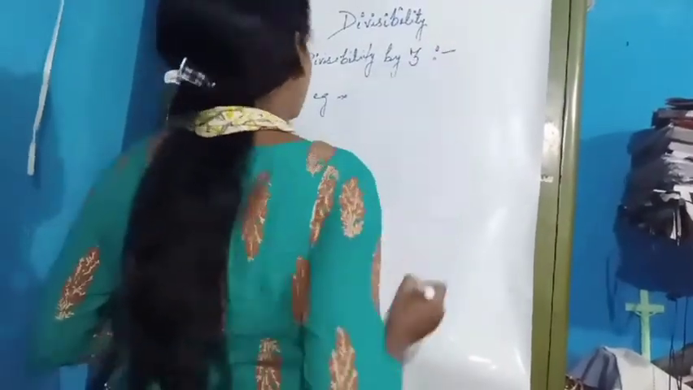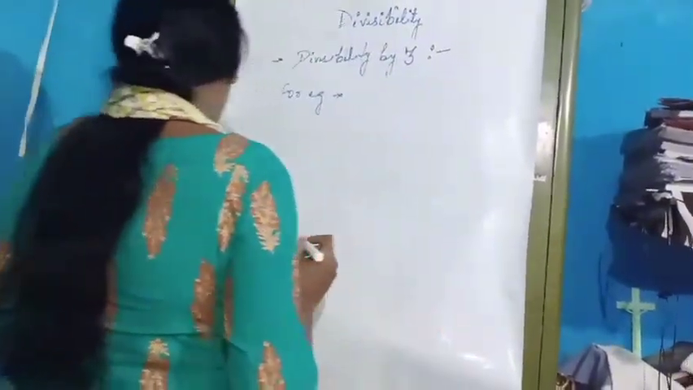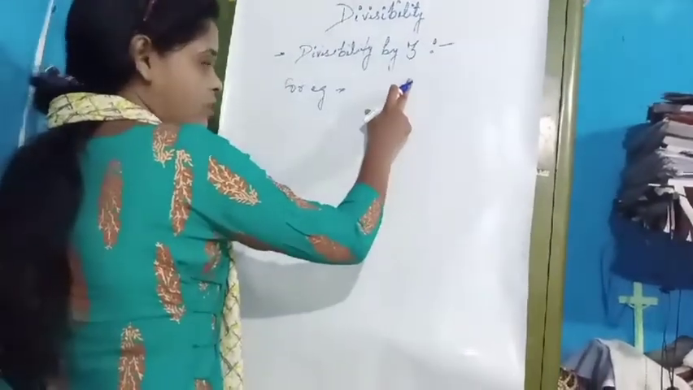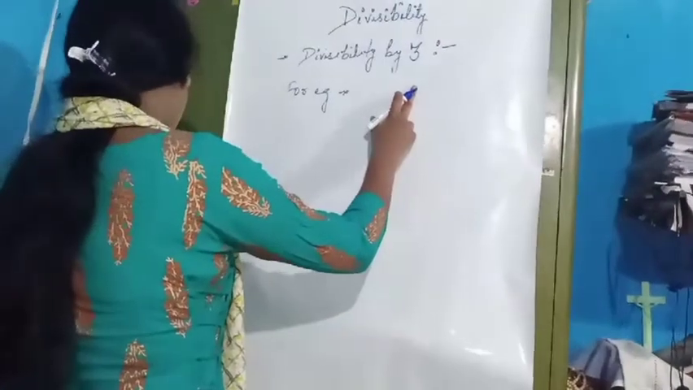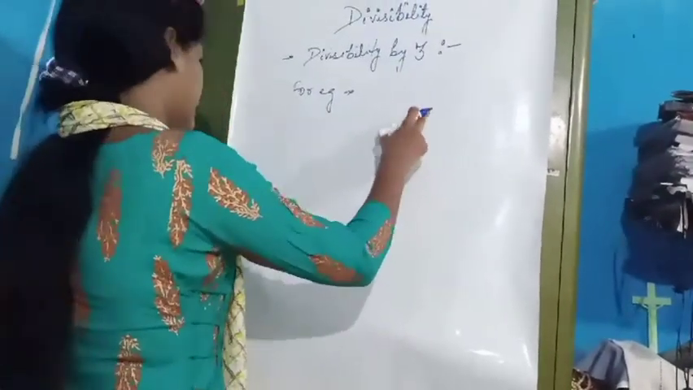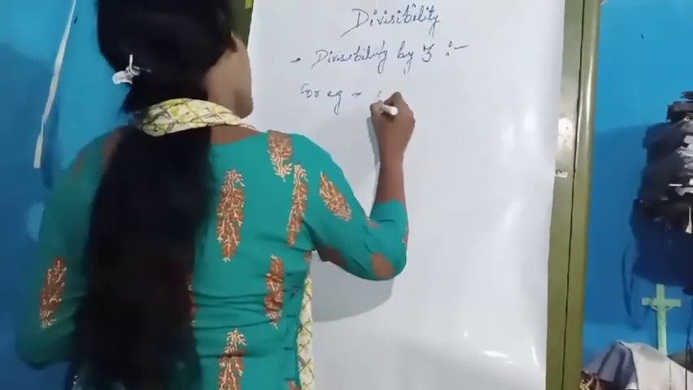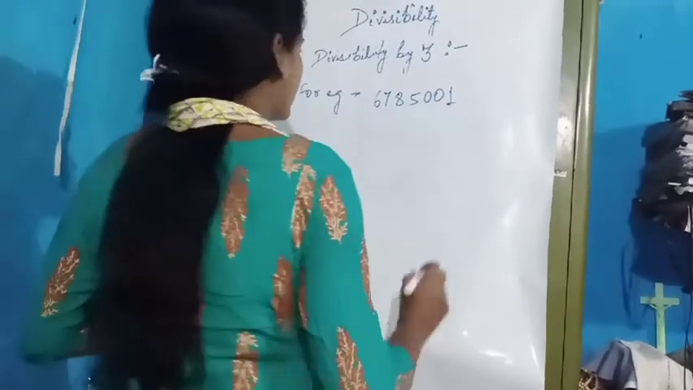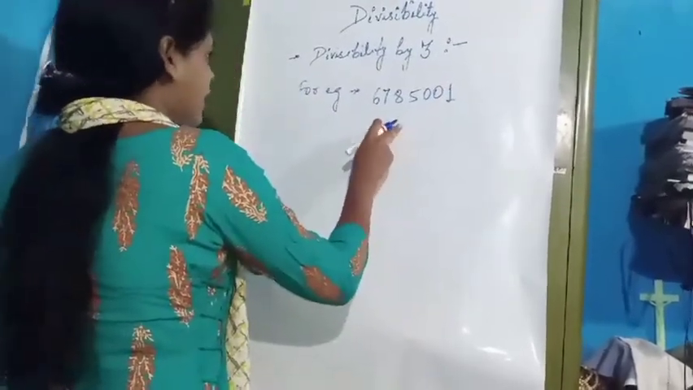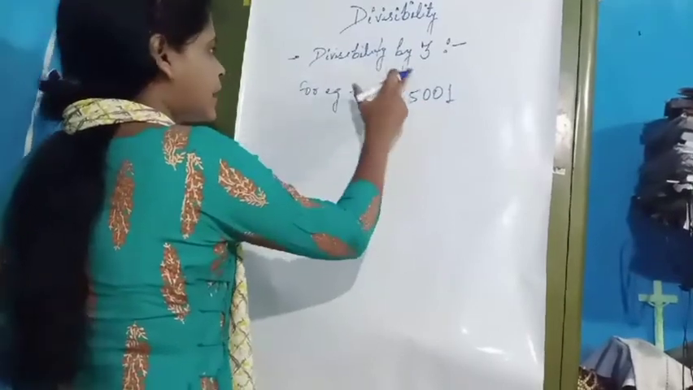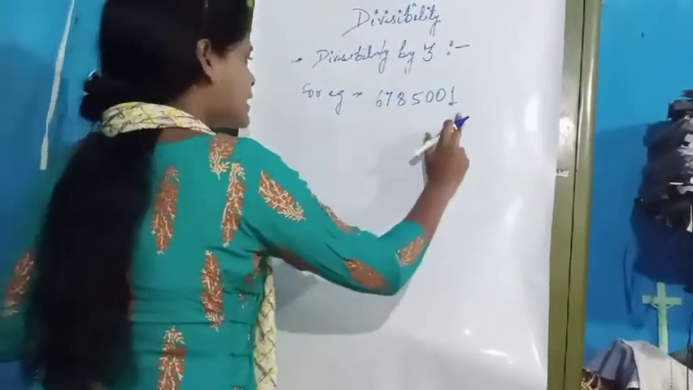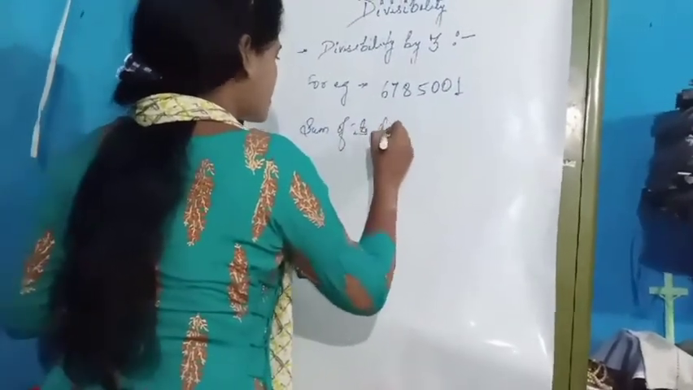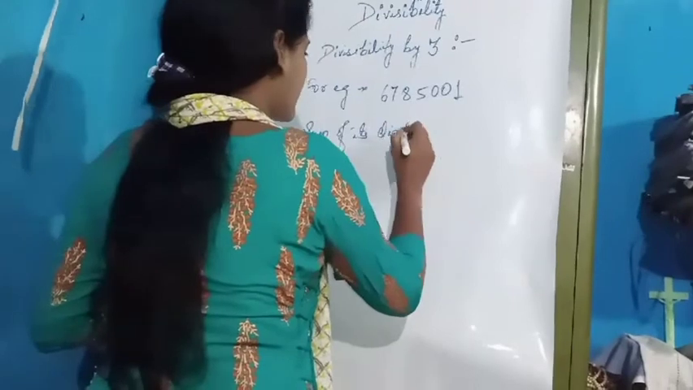Now let's see when a number is divisible by 3. What is the condition? A number is divisible by 3 if the sum of its digits is divisible by 3. For example, I am giving you the example 6, 7, 8, 5, 0, 0, 1. Now, for checking whether this number is divisible by 3 or not, you have to add these digits, which means you have to find the sum of the digits of the given number.